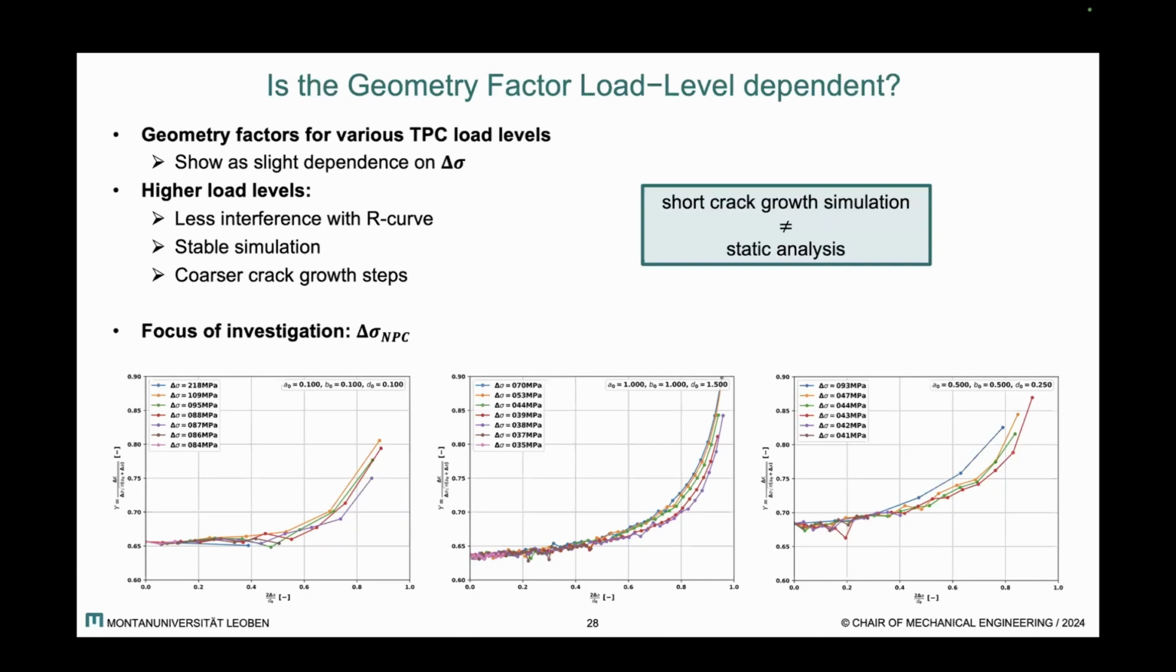This points to another difference between static assertions and the dynamic crack growth simulation considering short crack effects. But there are also influences of the simulation setup, because a higher load scale factor means less interference with the cyclic R curve, and therefore a definitely more stable simulation.